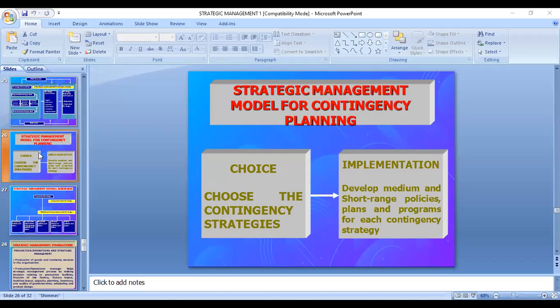Today in strategic management, we will see the topic strategic management model for contingency planning. First of all, you will have to understand what is meant by contingency. Contingency is an activity which is generally done by any department or organization when you are in distress. Distress means when you are in a problem.